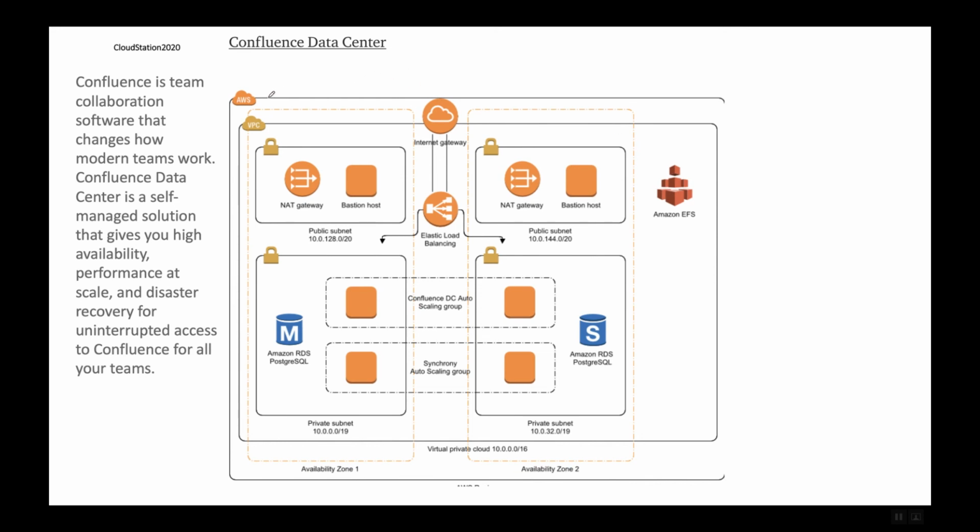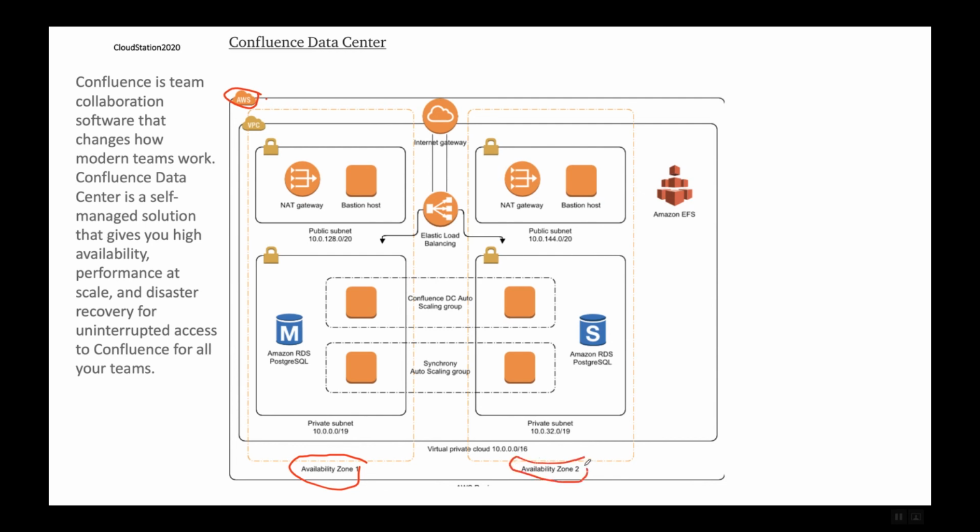So first of all, you need to create your AWS account. That is the first thing you do, at aws.amazon.com. Okay. Then you create your VPC in availability zone 1. Then you create another VPC in availability zone 2.